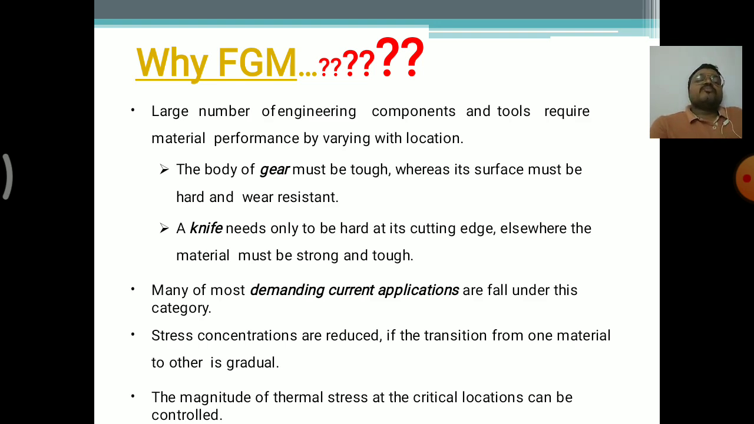Second one is the body of a gear must be tough, whereas its surface must be hard and wear resistant. So the body must be tough and the outside surface will be hard and wear resistant. Wear means material loss, and it should be low for us. Gears rotate regularly, so work is done and power is transmitted, so wear resistance is very important.